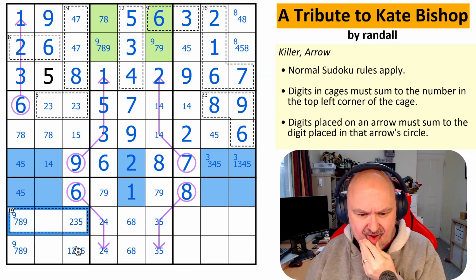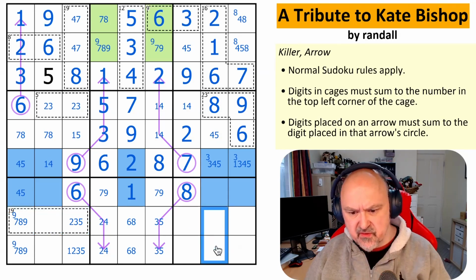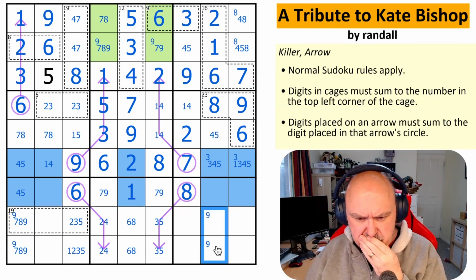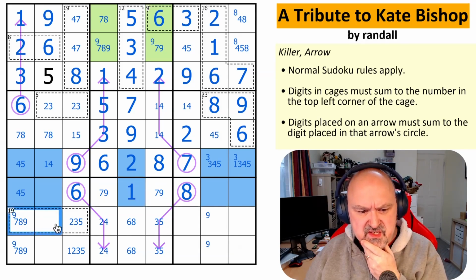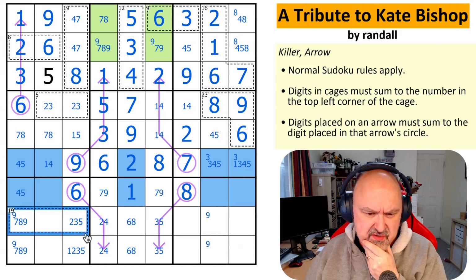Can I narrow this down? Nine is in one of those two, because of the 9s looking into the box. So the only thing I haven't resolved is this 19 cage. Can I narrow this down at all?